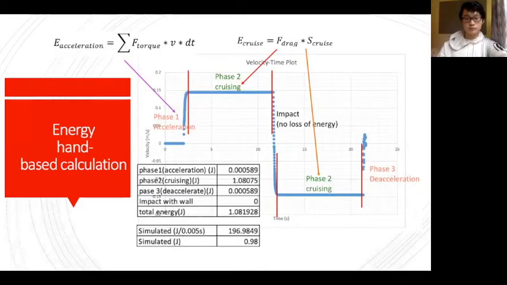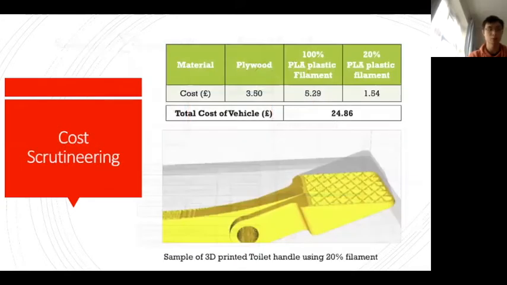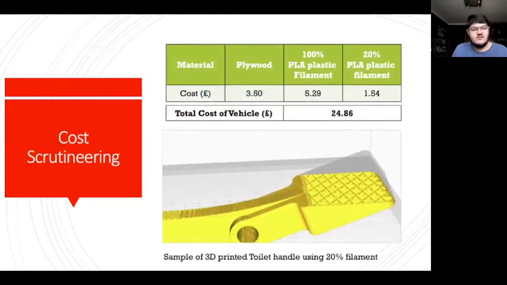In order to calculate the energy being used throughout the trial, we divided the whole journey into 4 parts, which are acceleration, cruise, impact, and deceleration. I would love to go into detail for my calculation during the Q&A session, but here I just want to demonstrate our final hand calculated result for the energy is 1.08 joules, which is very close to the simulated figure of 0.98 joules. Moving on, the total cost of our vehicle was £24.86.